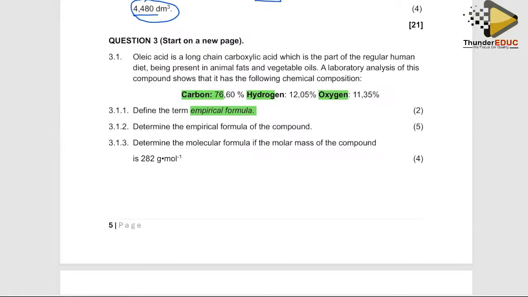So the empirical formula is the simplest whole number ratio of atoms in a compound. So that's the empirical formula, right? Then the next step, we're asked to determine the empirical formula, right?